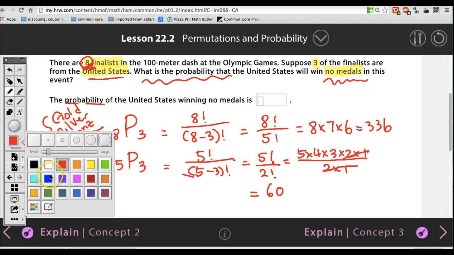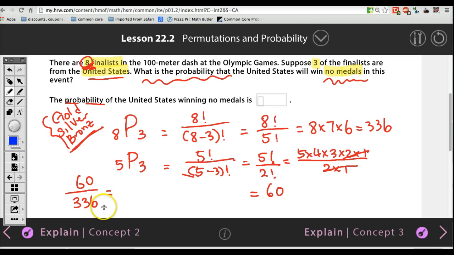So let's go ahead and simplify. I think we can divide the top and the bottom by 6, right? So 60 divided by 6 is 10. 336 divided by 6 is 56. Oh, we can still divide further. Let's divide top and bottom by 2. So that will be 5 and 28. So what is your answer? The probability of the United States winning no medals is 5 over 28. Okay? So then, that's it.